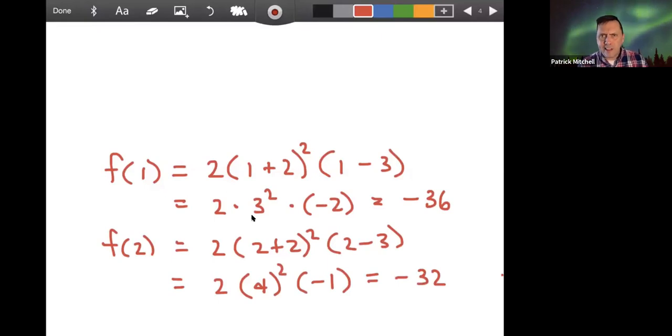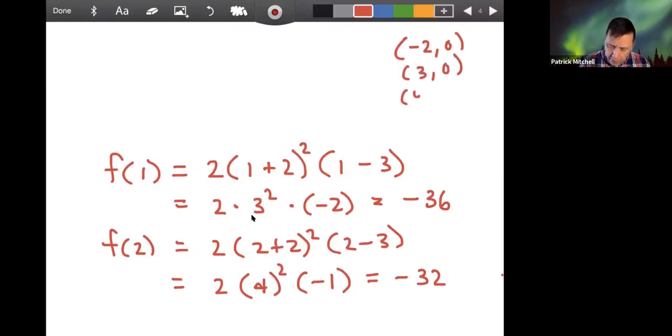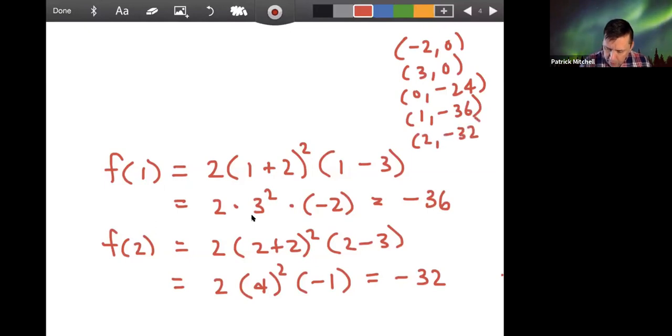So here are the points that I know so far on this graph. I know that negative 2, 0 is an x-intercept. I know that 3, 0 is an x-intercept. I know that 0, negative 24 is the y-intercept. And now I know about these 2 points. So I better make my scale so that all of those y values are included. And I will. All right, next, almost done.